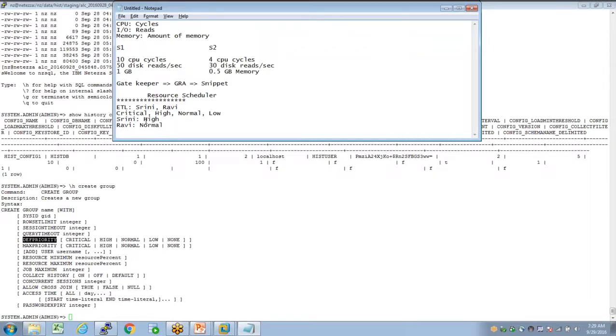When I say high, you will get more resources. For example, critical gets 8 resources, high gets 4, normal gets 2, and low gets 1. When there is competition between the priorities of the users, this is how they share resources.